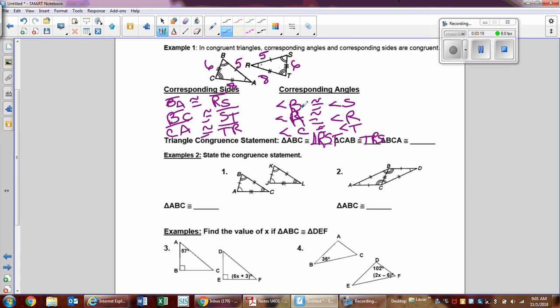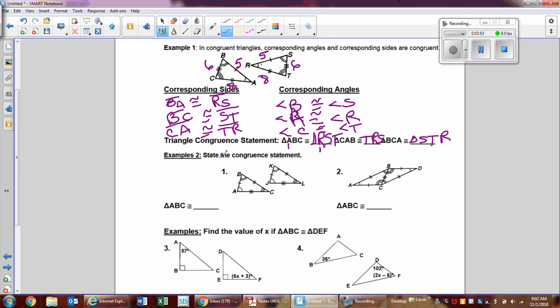What about BCA? BCA, it's going to be STR. Triangle STR. One thing you have to make sure is the corresponding angles. The first letter here and the first letter there have to be the corresponding angles. That means they are the ones that are going to be congruent. B corresponds with the second letter, which is S. C corresponds with T. That's why when we're talking about congruent triangles, the corresponding parts are also going to be congruent. Okay, that's what they're talking about.